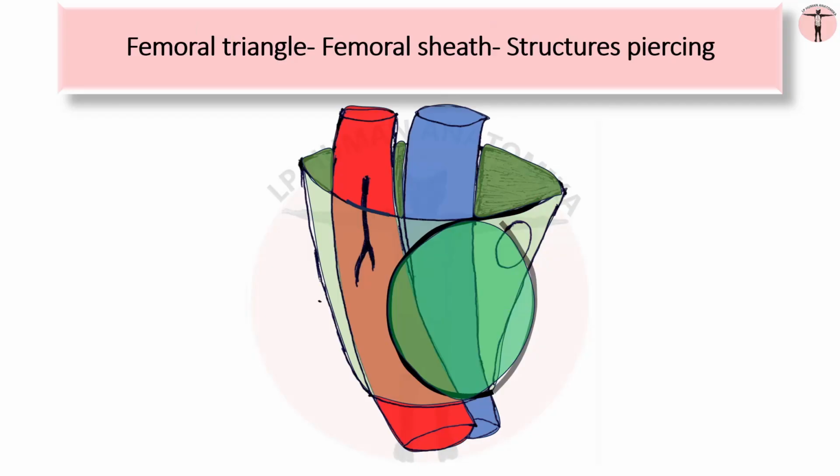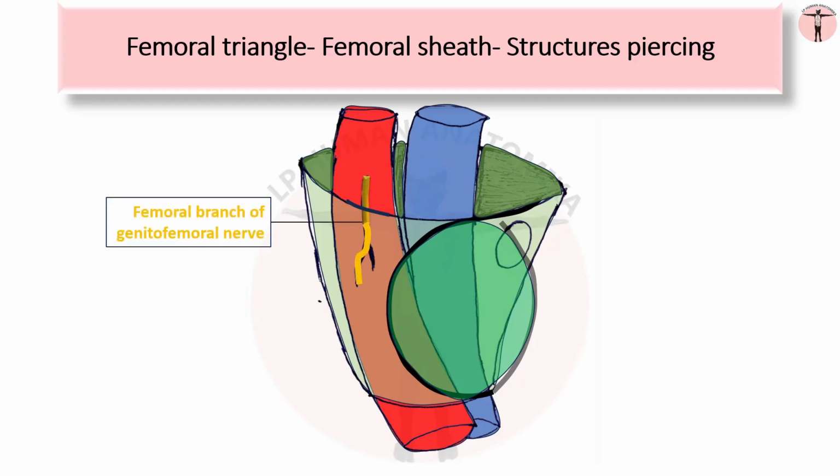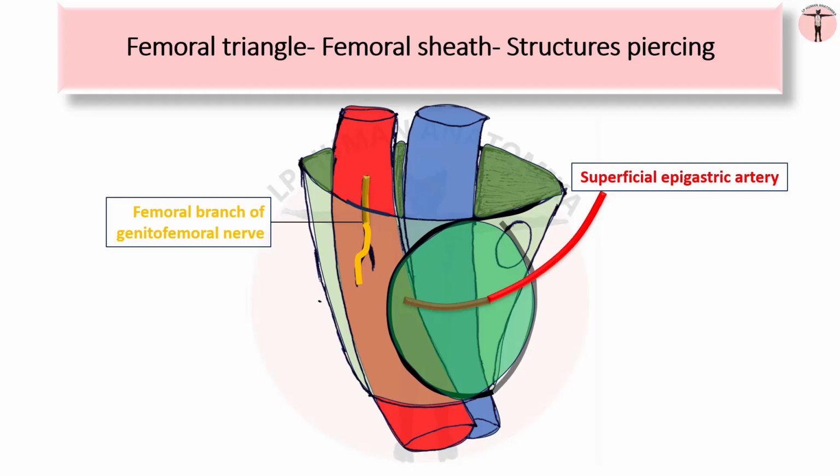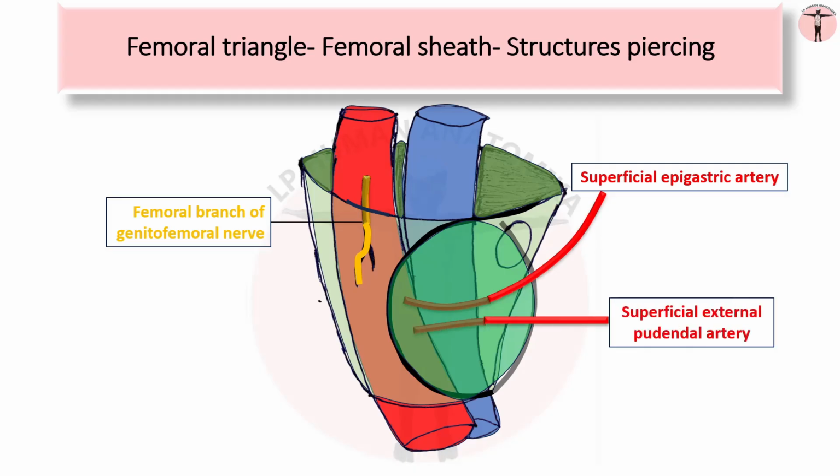Structures piercing the femoral sheath. Laterally, femoral branch of genitofemoral nerve. Anteriorly, superficial epigastric, superficial external pudendal, which are branches of femoral artery, and medially, great saphenous vein, which opens into the femoral vein.